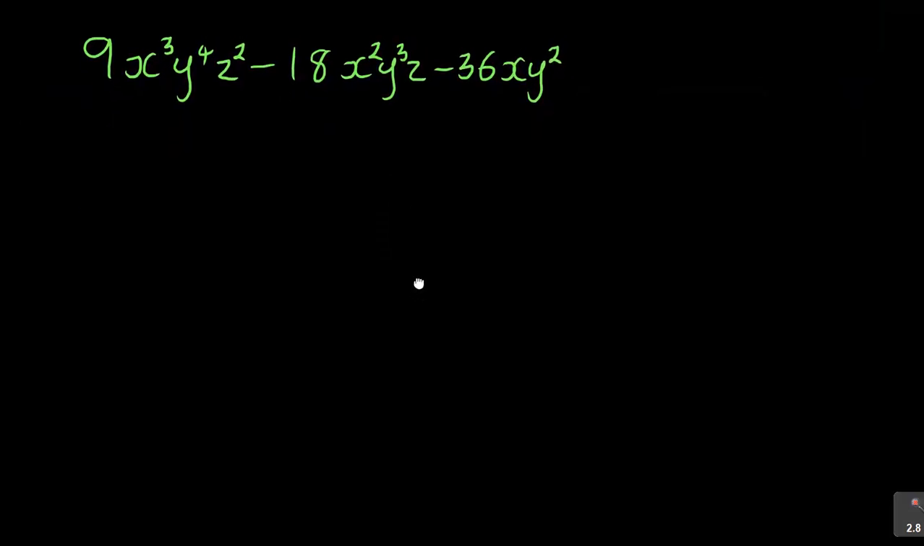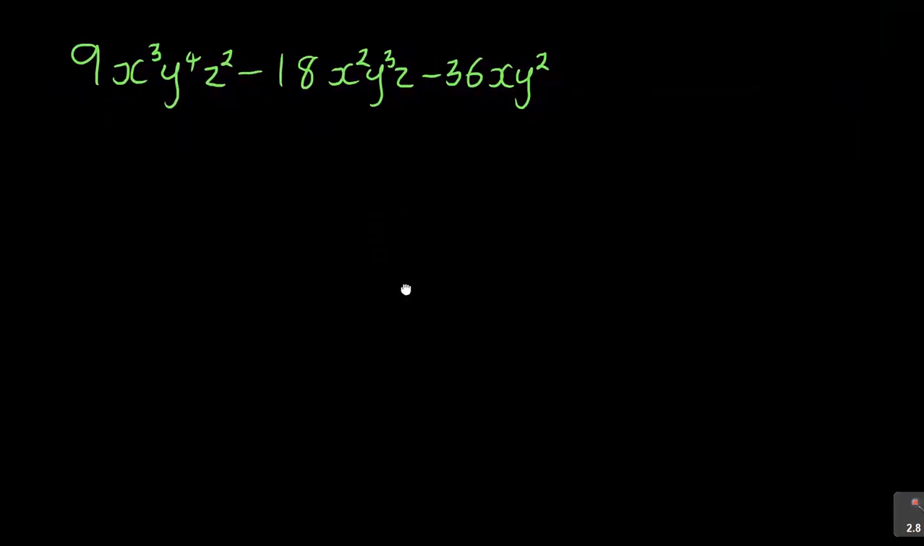Alright, so let's do this. First things first, focus on the numbers. Look at the numbers I'm having. I've got a 9, I've got an 18, I've got a 36. What is common? You can see that 9 can go into 9, it can go into 18, it can go into 36. So first take out the number 9. So I'm going to take out 9. I just want this one. I'm going to take out 9 there.